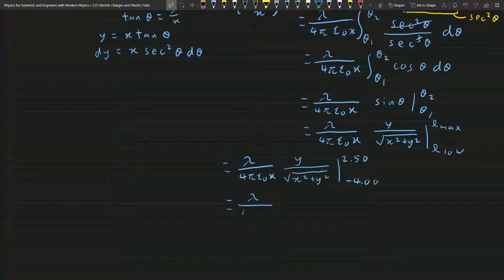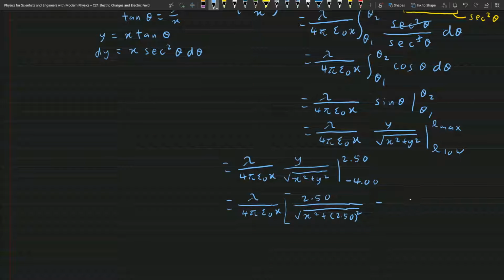Now x squared plus, this is a minus zero. We have a square root of x squared plus 4.